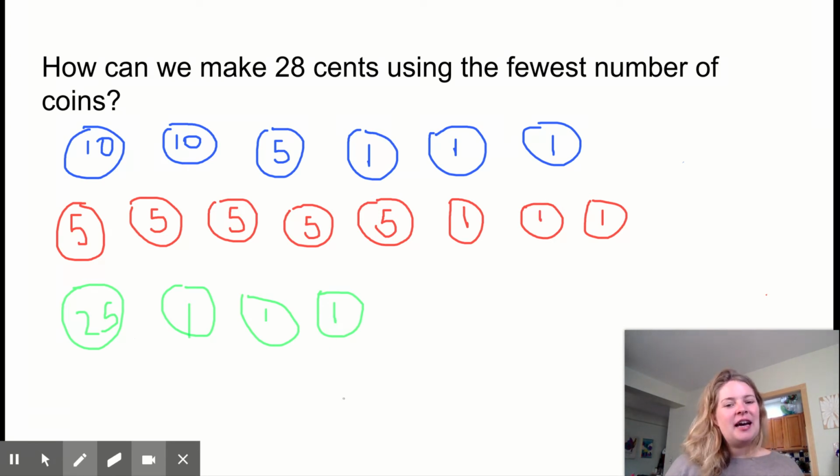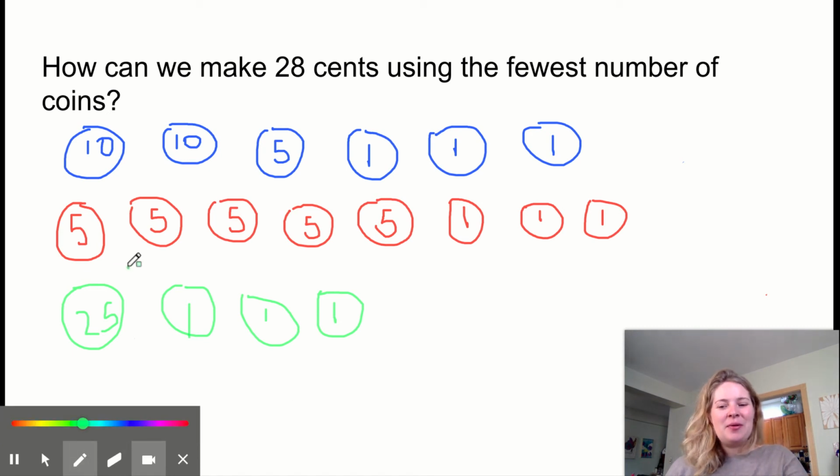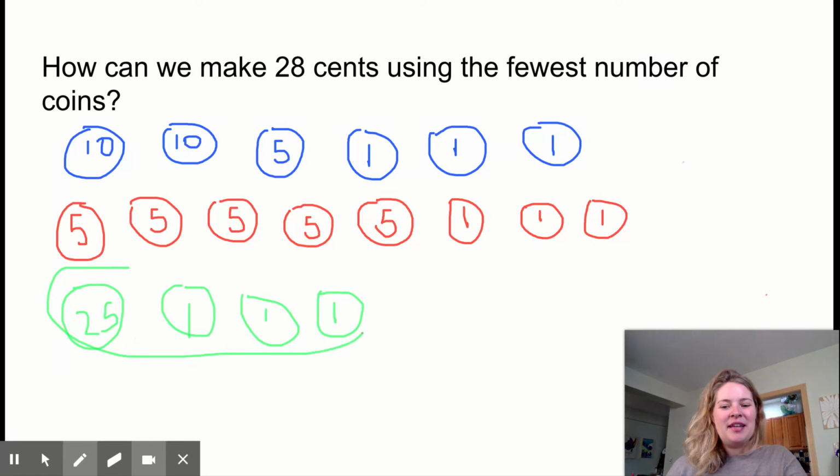Which of these combinations has the least amount of coins? Yeah, the bottom one, a quarter and 3 pennies. You only used 4 coins for that one. Up here, we used 1, 2, 3, 4, 5, 6. And here we used 1, 2, 3, 4, 5, 6, 7, 8.